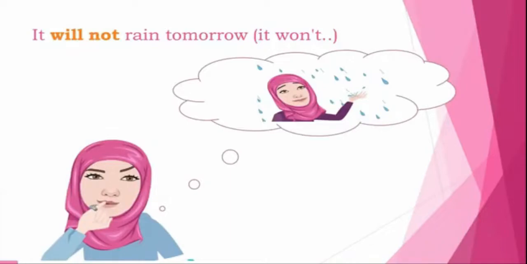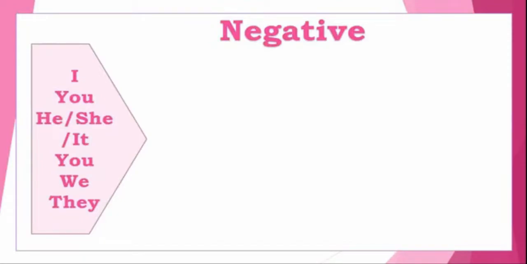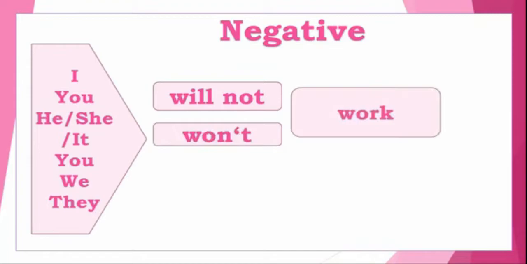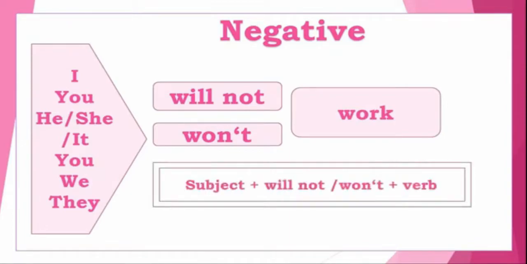It will not rain tomorrow, or it won't rain tomorrow. So will in the negative form: I, you, he, she, it, you, we, they, plus will not or won't, plus verb. For example, I will not work. You won't work. She won't work, or she will not work. So the rule is subject plus will not or won't plus verb.